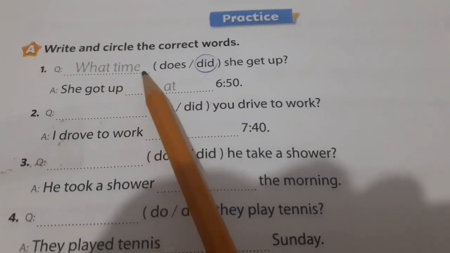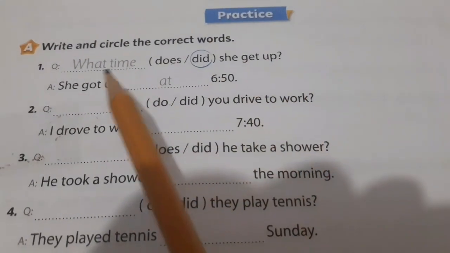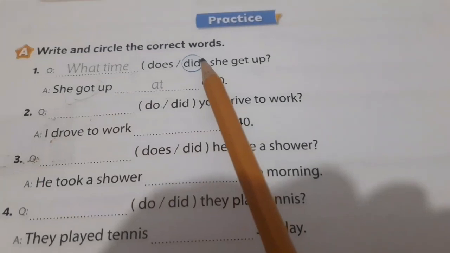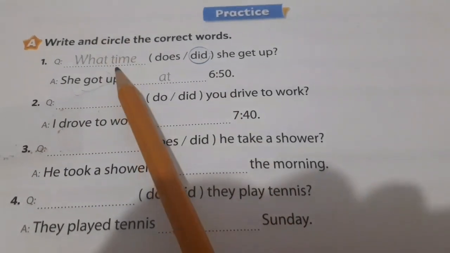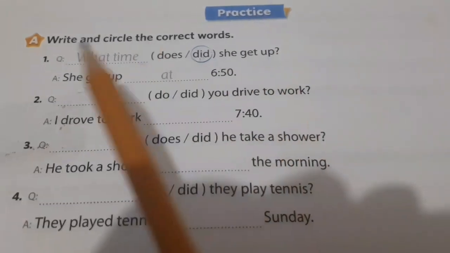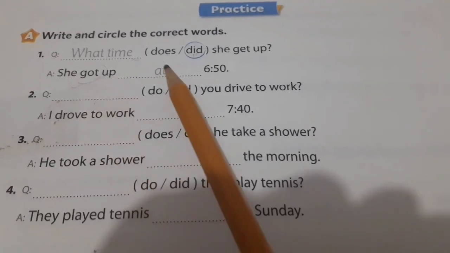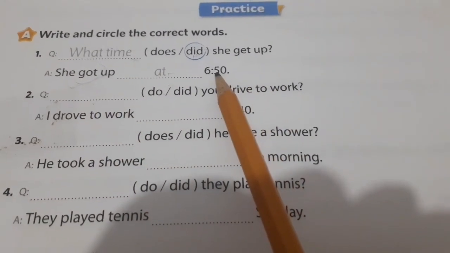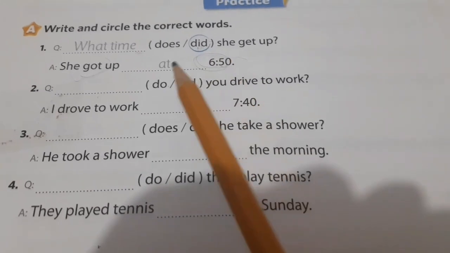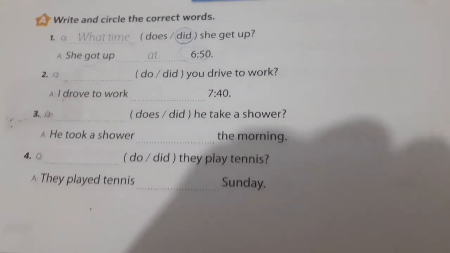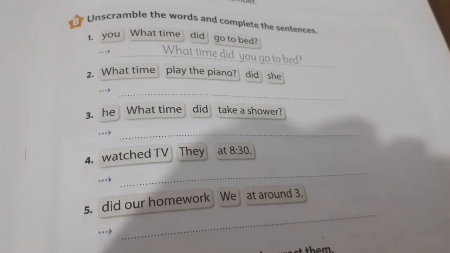For example, what time does she get up? Since this is in the past, you have to use did, okay? So, what time did she get up? She got up at 6:50, okay? This is an hour, so use at. And answer this as well, okay? So, do not forget this one, okay? This is from exercise A, okay?